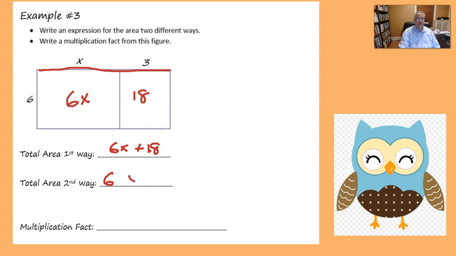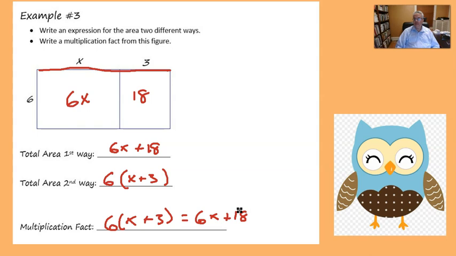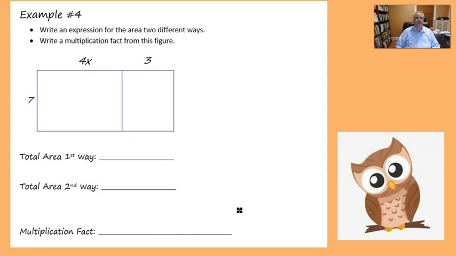The total length is x plus 3, and I need parentheses around that because we're doing 6 times that whole length. So both of these expressions equal the same thing. They're both equal to the total area of the figure, so they have to be equal. So we get that 6 times the quantity x plus 3 equals 6x plus 18. That's just the distributive property, right? 6 times x and 6 times 3 is 6x plus 18. Turns out the distributive property makes sense in geometry too, not just algebra.